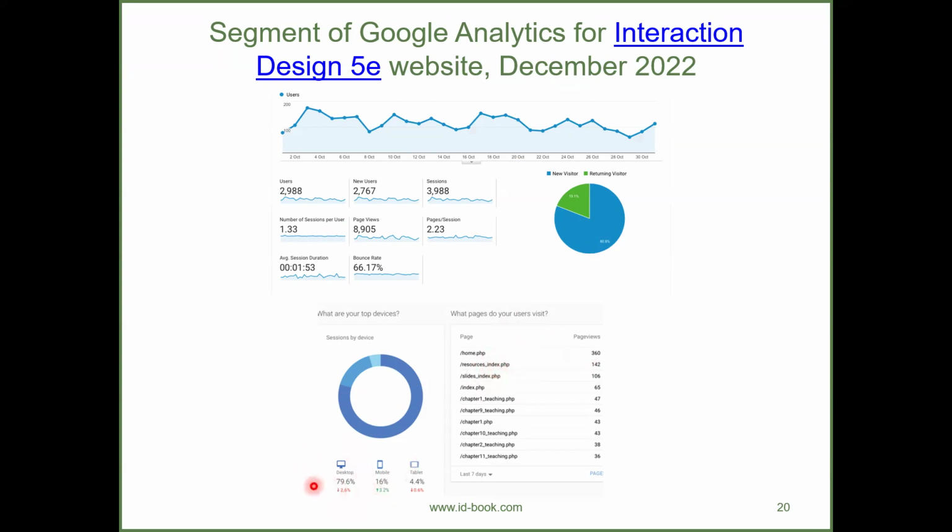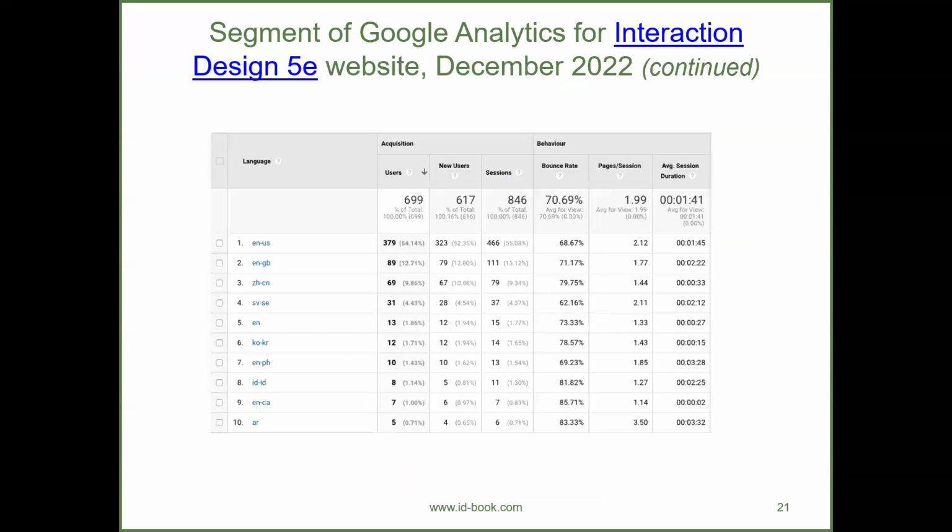You have 79% of people coming from desktop. 16% of these users were coming from mobile. Out of these, 4% were coming from tablet. Okay, so this is the Google Analytics information on this given date.